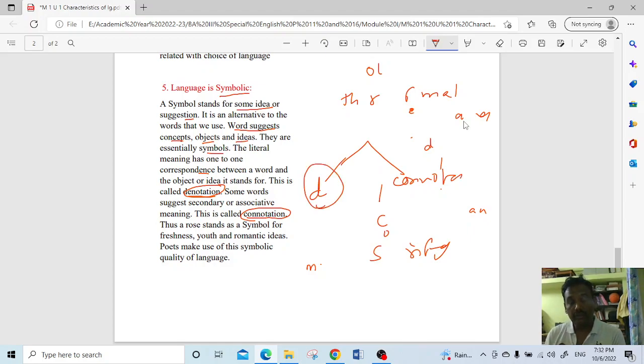डिनोटेशन याला मराठीत शब्दशः अर्थ किंवा डिक्शनरीतला अर्थही मानला जातो. कनोटेशन म्हणजे त्या शब्दाच्या आजूबाजूला जो अर्थ अभिप्रेत राहतो तो. इन सिंपल वे it can be defined in this way.